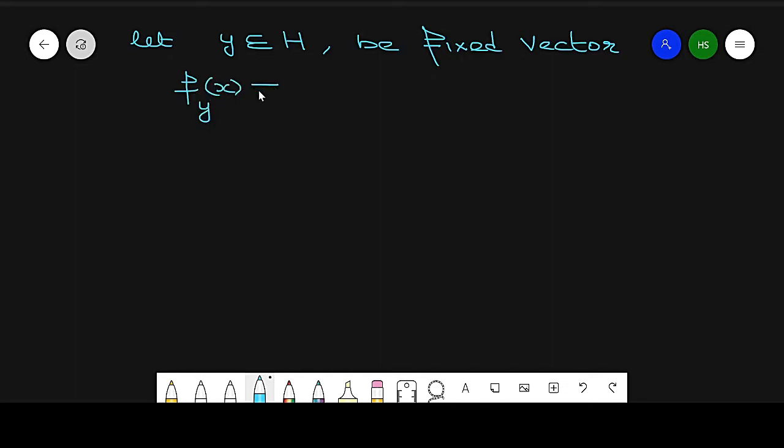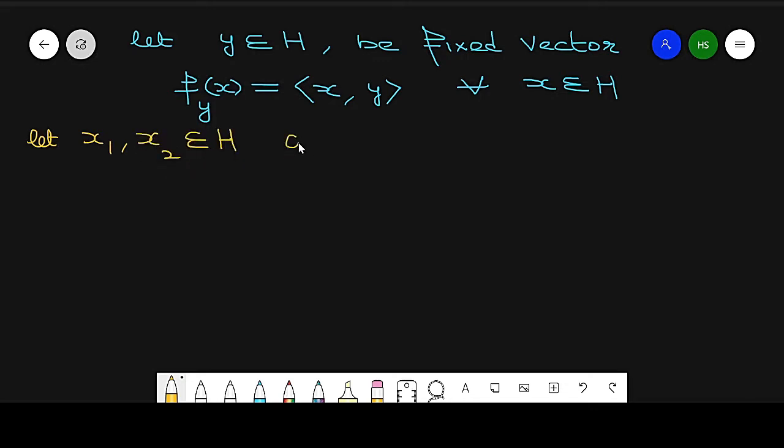Now understand the result. Let y be some vector belonging to H, a fixed vector. We define a mapping f_y(x) as the inner product x comma y for every x belongs to H. Now to prove that it is a linear transformation: what is a linear transformation? I take x1, x2 belongs to H and alpha, beta are scalars.